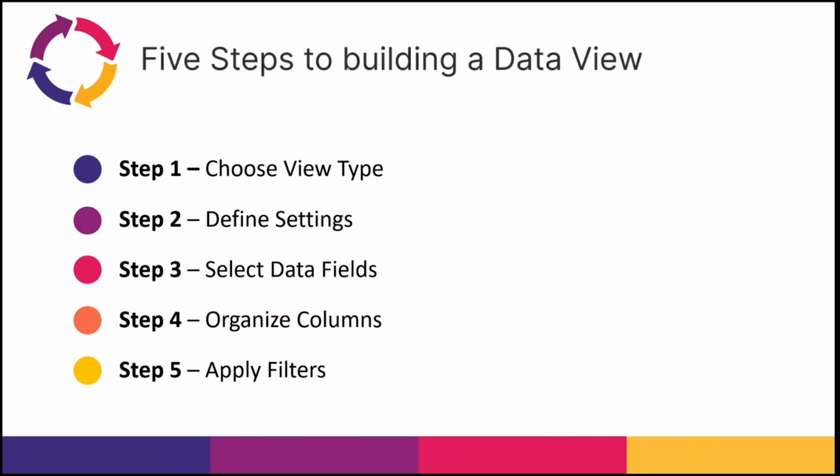There are 5 steps to building a data view. The first is to choose what type of view you want to build. Then we define our settings. We select the information we want in that view. We organize how we want that information to be presented. And lastly, we apply some filters. We could remove some of the data in that view that doesn't meet certain criteria.